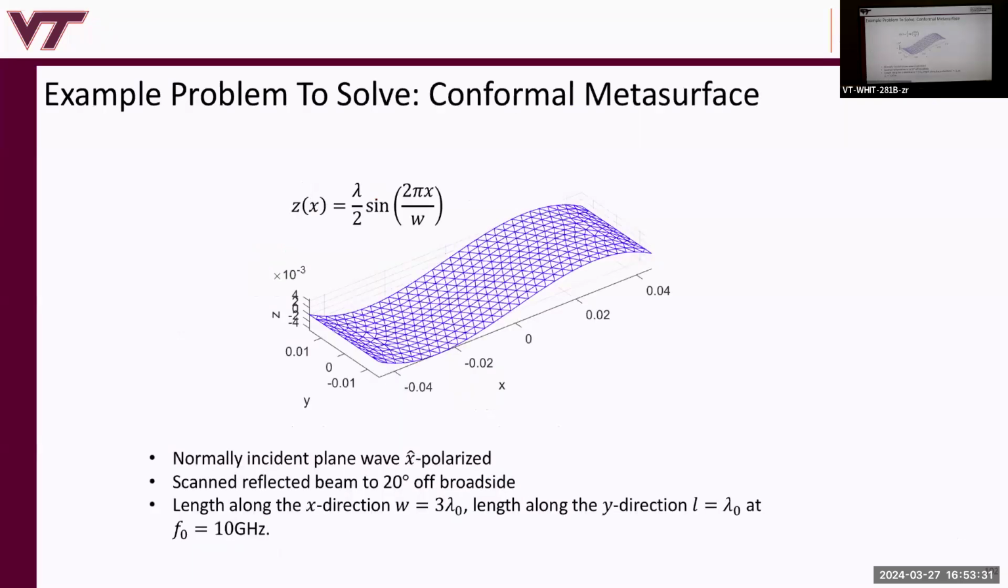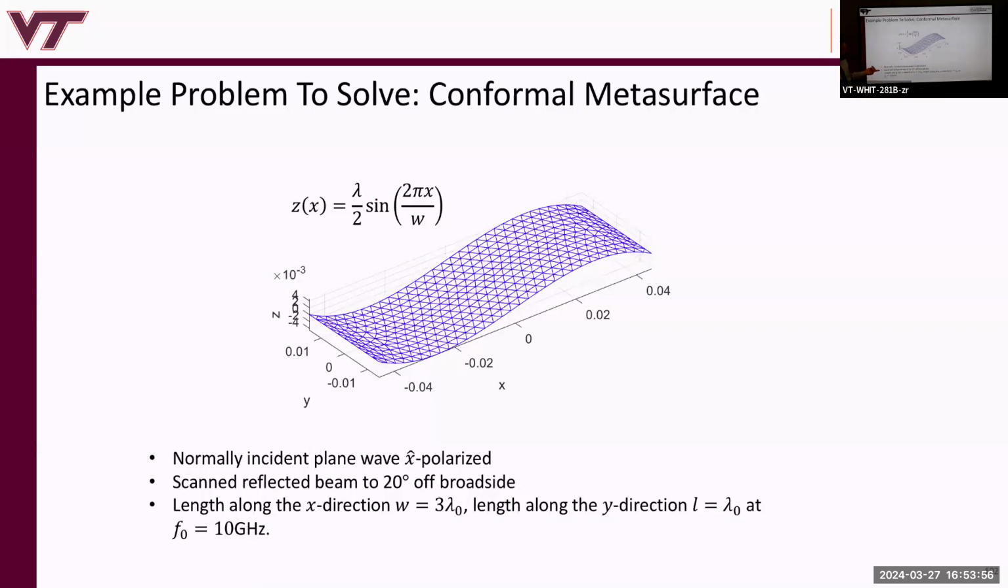So here's an example problem that we solved using this. It's a sinusoidally shaped metasurface, and it's an electric impedance sheet. It's suspended in free space, and it's parameterized like this in the z direction as a function of x. It's 2 pi x over w times lambda over 2. So it's a sinusoid, right? So it's a normally incident plane wave. It's polarized in the x direction.